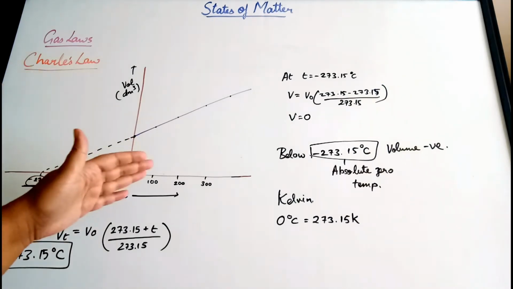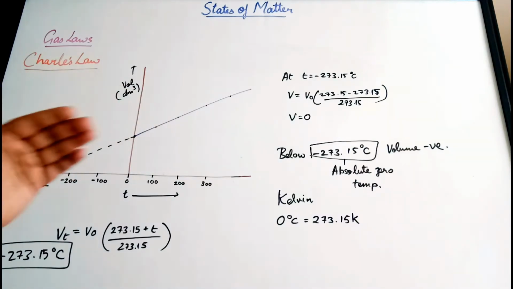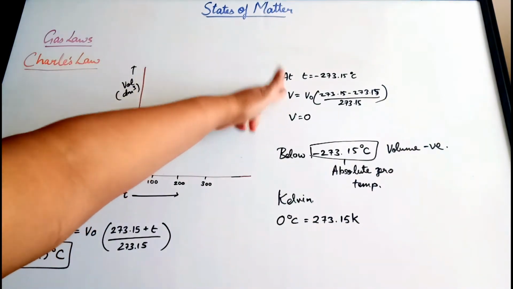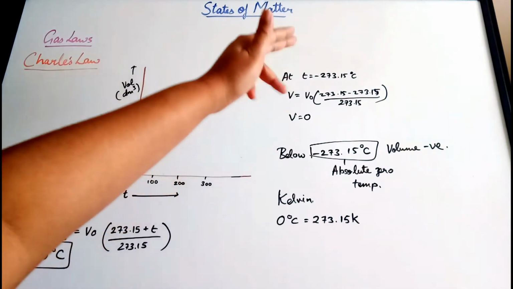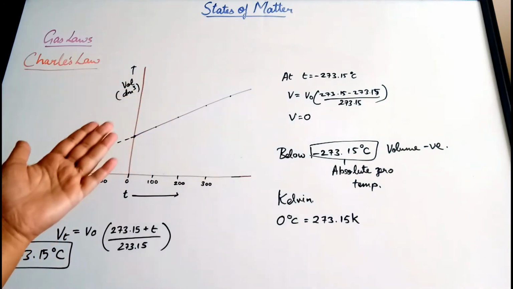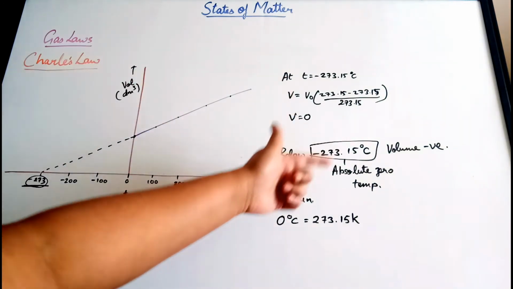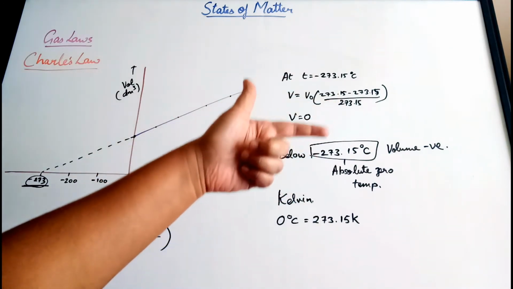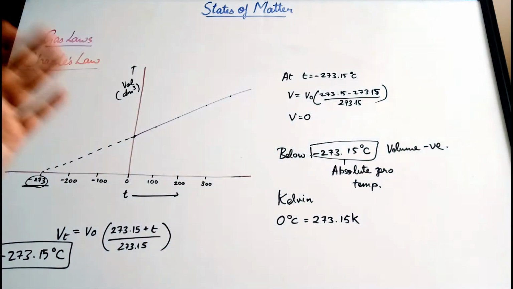So first of all, volume cannot be zero or it cannot be negative. So at minus 273.15, volume is considered zero. And below that, volume is negative, which is not possible. So they decided that minus 273.15 degrees Celsius is the absolute zero temperature.